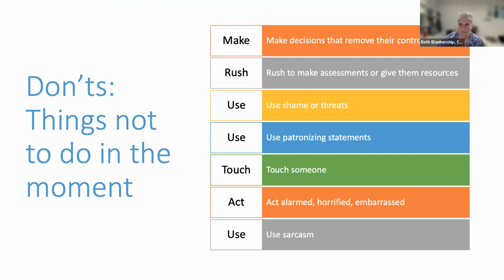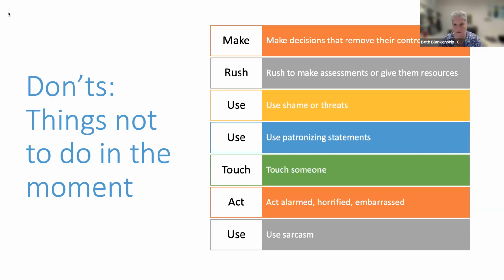I think these are largely kind of mirror images of the do's. Don't make decisions that remove their control. That's asking consent and recognizing their autonomy. Don't rush to make assessments or provide resources. Don't try to fix things for your students. It's not necessarily a matter of fixing something, it's more a matter of listening.